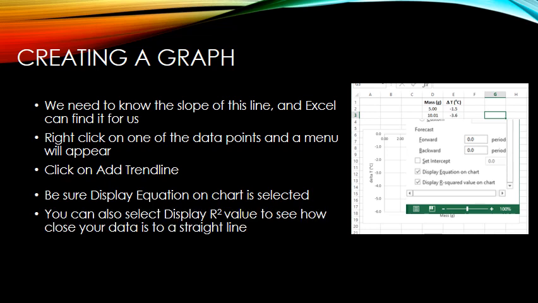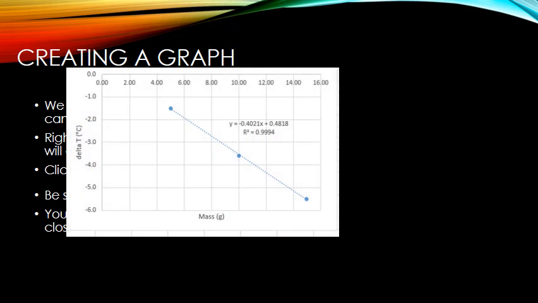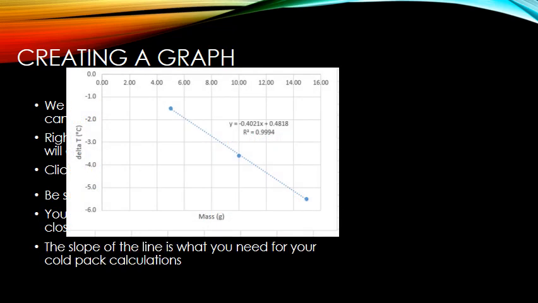You can also select the R squared value. That tells you how close your data is to a straight line. An R-squared value of 1 means it's close to a straight line. If the value is less than 1, well, your data is a little bit wonky, but we'll still use it. Here's our graph now. The slope, the value in front of the x, is what you need for your cold pack calculations. We'll take that to our next slide.